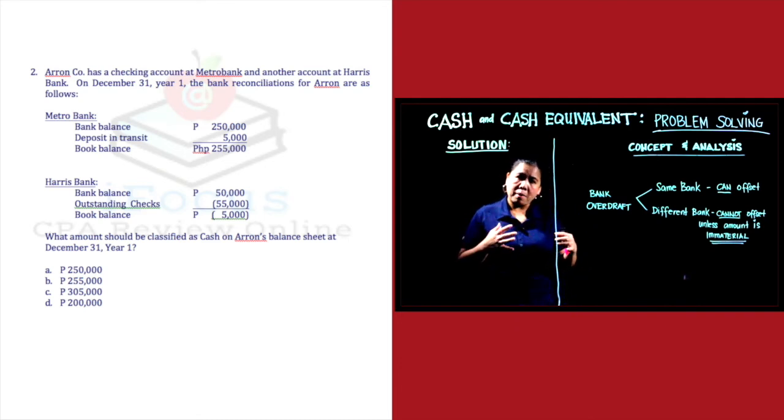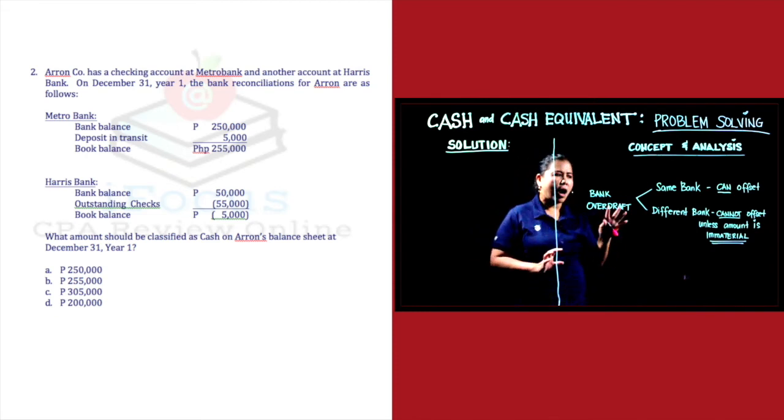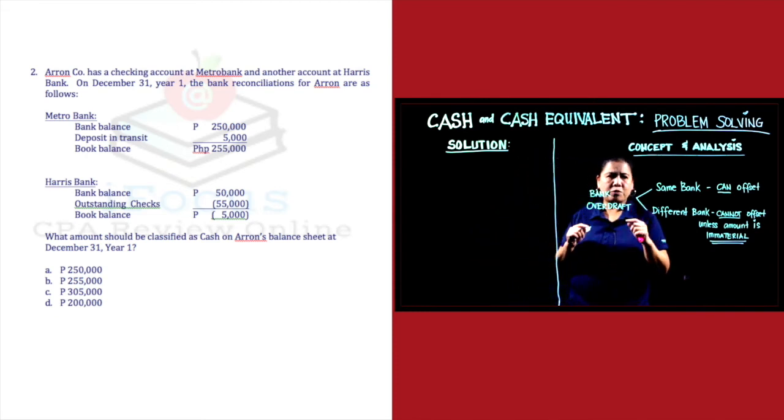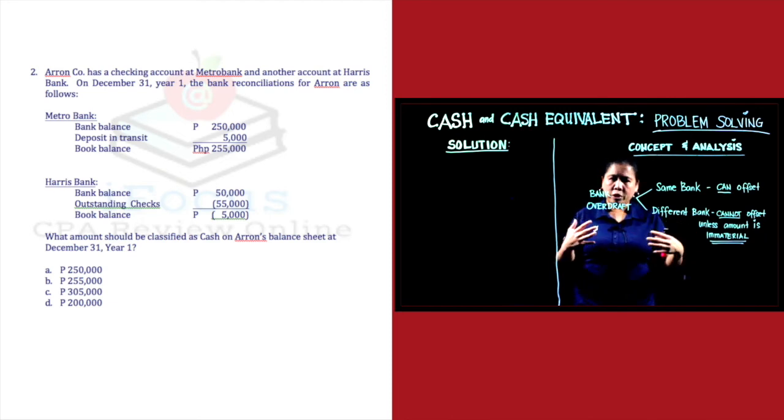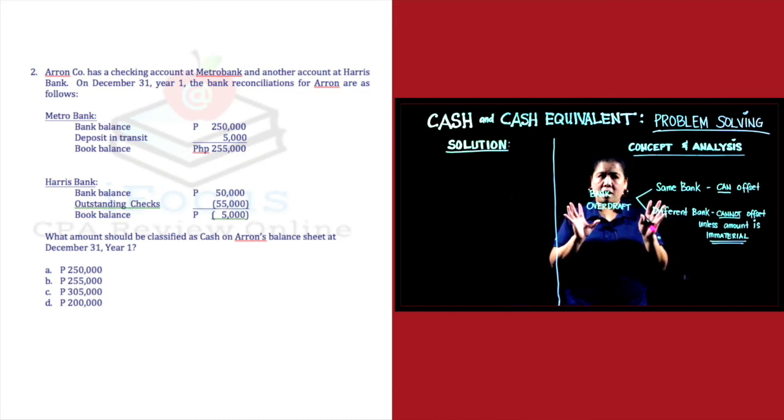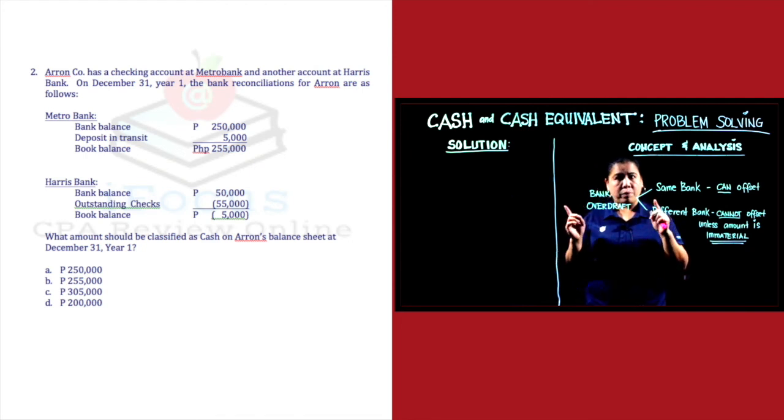This problem is about bank overdraft. So, ano bang concept natin sa bank overdraft? Sa bank overdraft, kapag same bank siya, pwede mo siyang i-offset. Same bank, but different account. Alright? Pwede mo siyang i-offset yung negative balance mo doon sa positive balance mo sa the same na bangko na yon. While different bank, hindi mo siya pwedeng i-offset, kagaya ng ating problem. We cannot offset unless the amount is immaterial. So, kailangan sasabihin ng problem mo na ang amount na yon ay immaterial. Otherwise, hindi natin siya pwedeng i-offset.